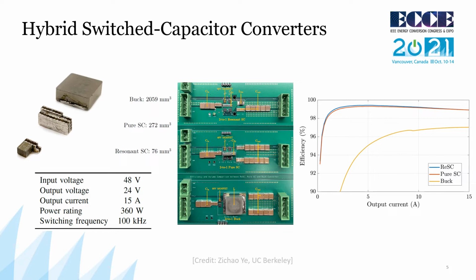The figures shown here are from work done by Zichao Ye here at Berkeley, where it is very clear to see the difference in passive component volume as you make an apples-to-apples comparison between a buck converter, a switched capacitor converter, and a hybrid switched capacitor converter. Note that despite its minimal size, the hybrid approach still achieves the highest efficiency overall.